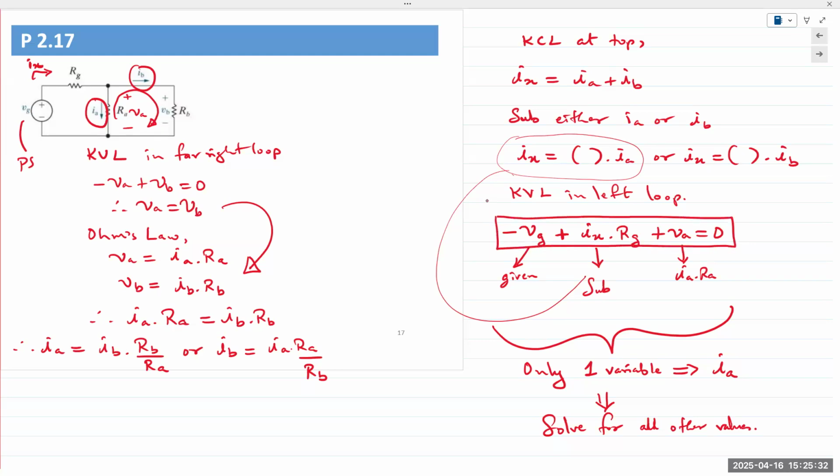So that should be the approach for all of the problems. If you have one unknown variable, you need at least one equation to solve for it. If you have two unknown variables, you need two equations. Three unknown variables, three equations, and so on and so forth. So the goal here is to get at least one equation to solve for one variable. And once you have the answer for that, you can solve for everything else.